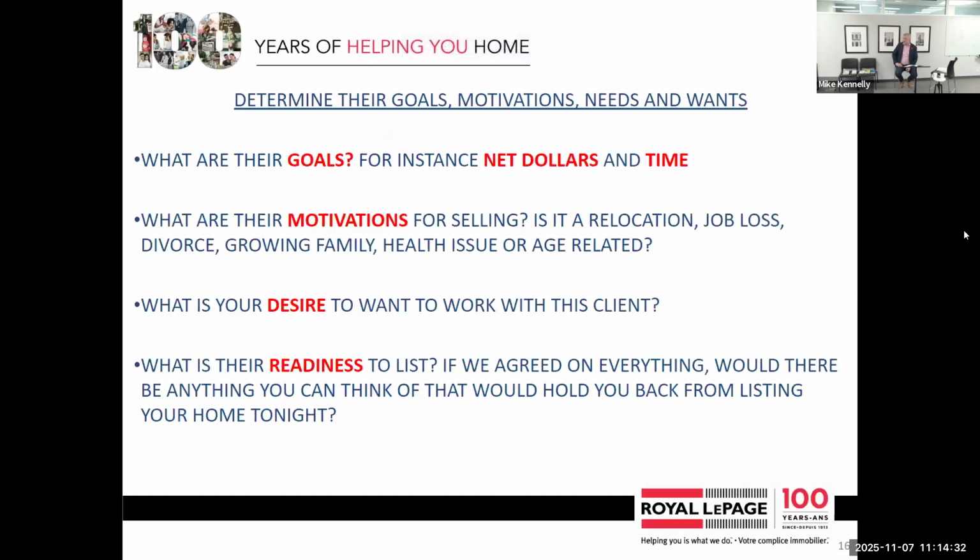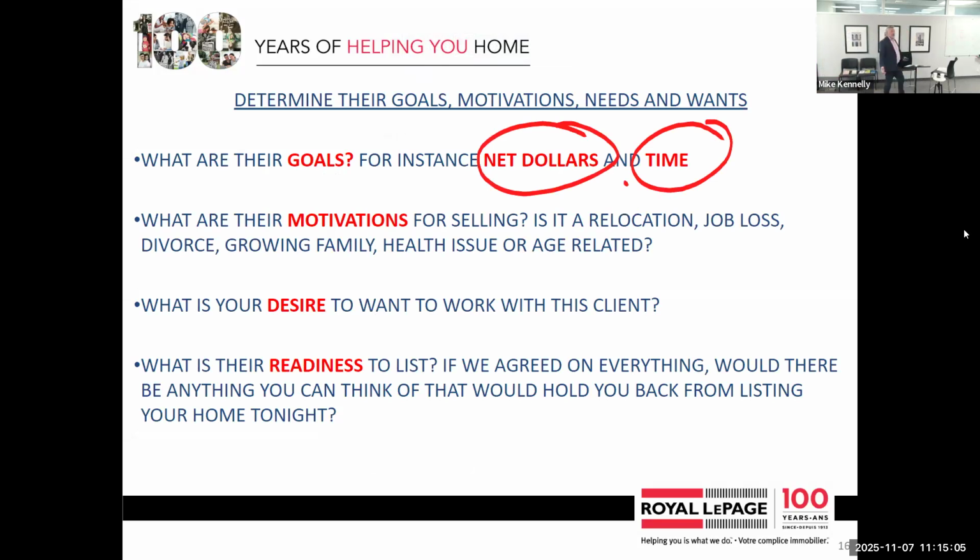Okay, that's my next one. What are their goals? So we're on page 53. For instance, net dollars and time. Remember I asked, one of the questions was, when do you need to be moved by? 90 days. That clock starts ticking the moment I hear that. And if I'm there that first day, well, tomorrow it's 89 days I gotta be out of there. If I'm there 5 days later, it's 85 days, right? That's great to know.